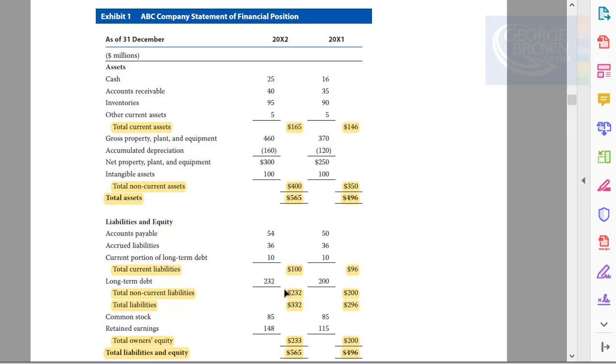Long-term debt, we can see, did grow in 20X2 by 32 million. So in 20X1, long-term debt was 200, 20X2, 232. So it has grown, but perhaps it was grown at the end of the year and the payment hasn't been made because we didn't see any changes in the payments between 20X1 and 20X2 in terms of the current portion of the long-term debt, okay?